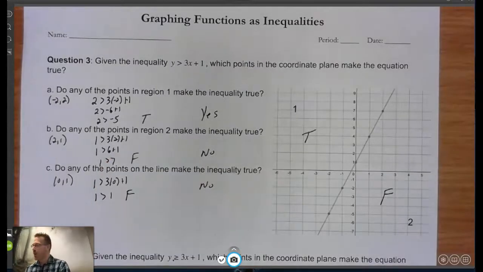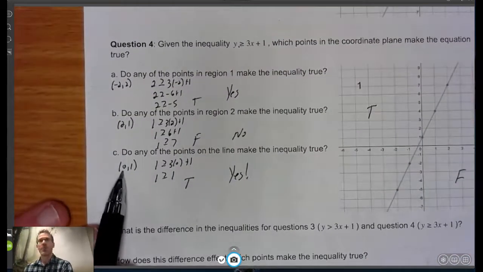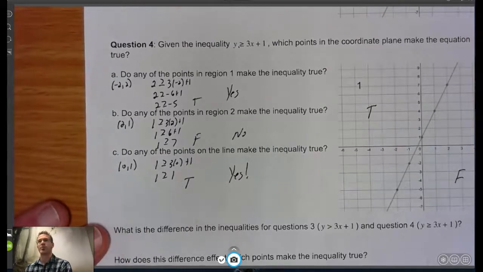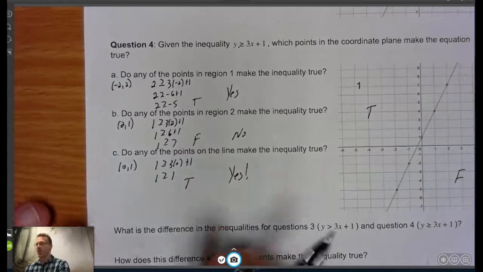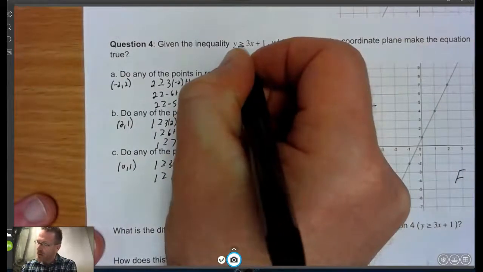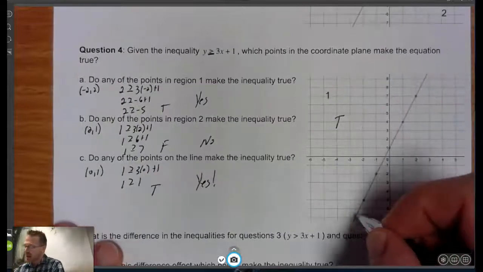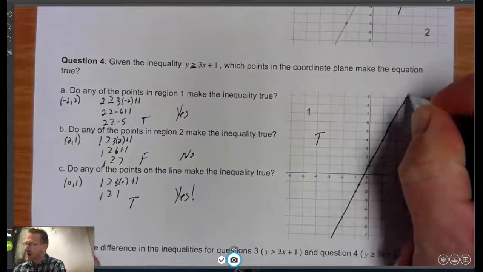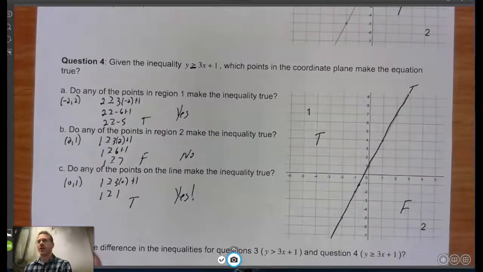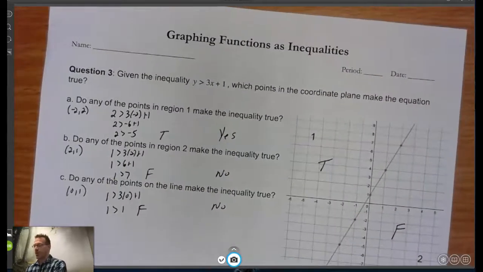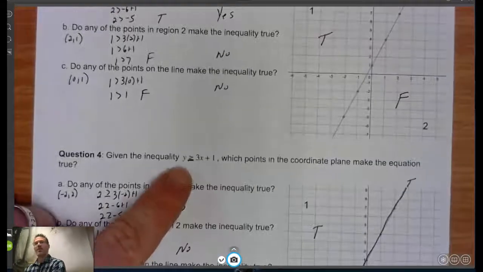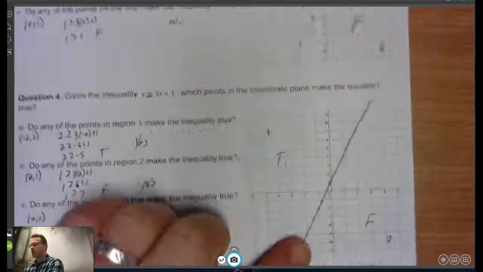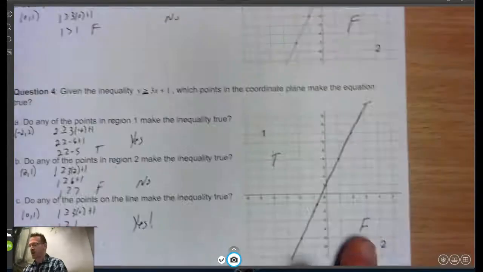But here is what does change. Notice this time, when I plug in (0, 1), the point on the line, I get 1 is greater than or equal to 1. That is now true. So notice what we added by including the bar, that equal to. It means everything on the line, all of these points, now make that inequality true. Without the equal to, we only get region 1. Once we add that bar and get greater than or equal to, we get region 1 and the points on the line. Region 2 is still false in both cases, because none of those points will make it true.